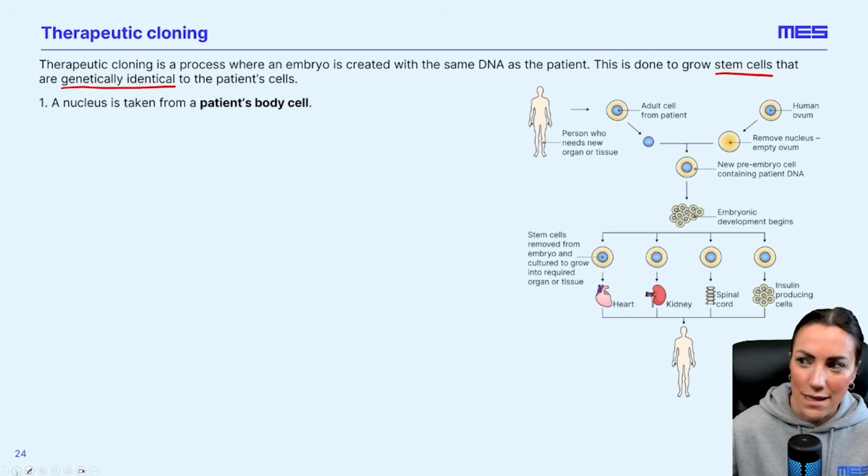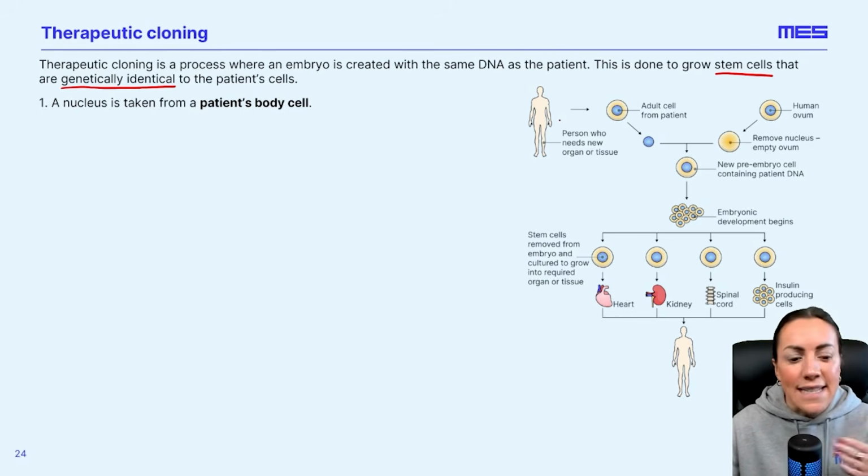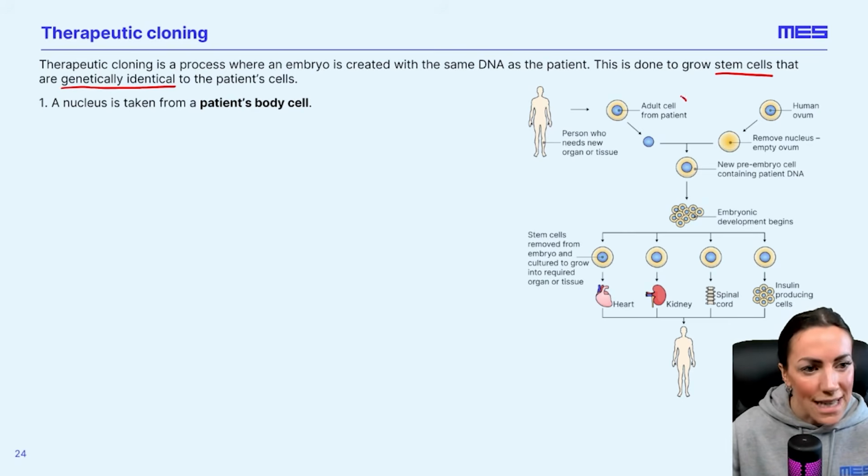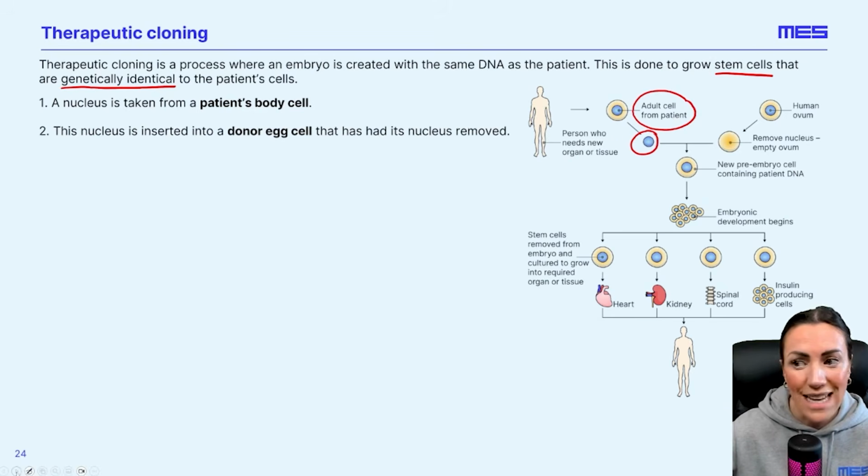Let's go through it step by step. So a nucleus is taken from a patient's body cell. So this is the person who needs the stem cell transplant or needs the new tissue or the new organ, the patient, right? You're going to take an adult cell from that patient and you're going to remove the nucleus, because obviously the nucleus contains all of that patient's DNA. It's found within the nucleus.